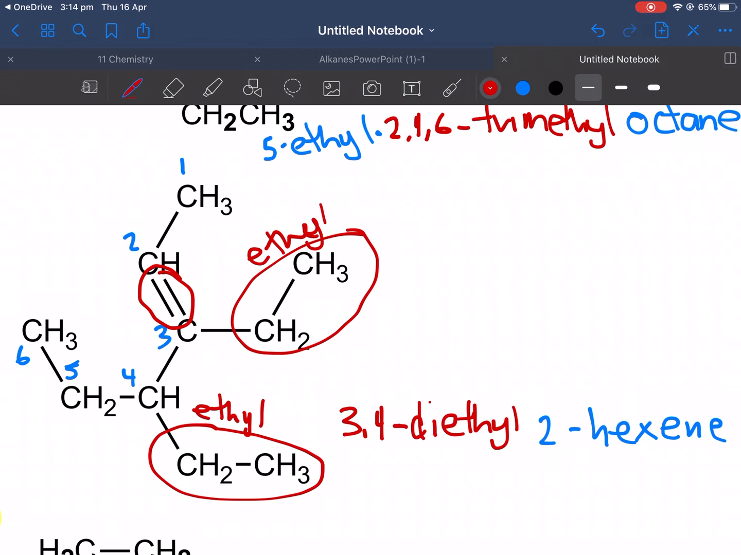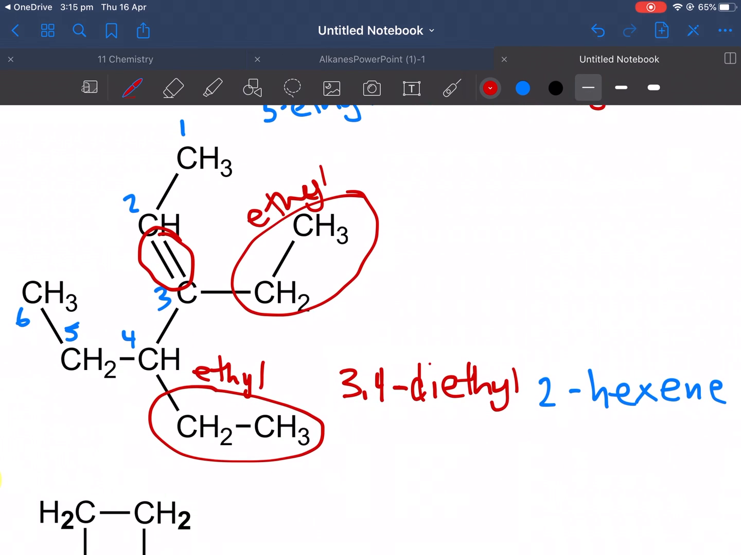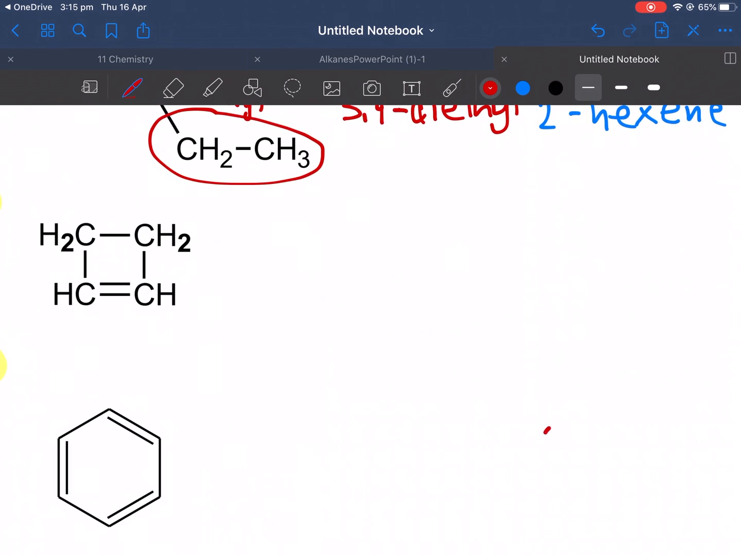So that one seems pretty easy. It looked really complex, but when you break it down into its smaller parts, it's really not that bad. Alright, next one. This one we should also be able to do again.